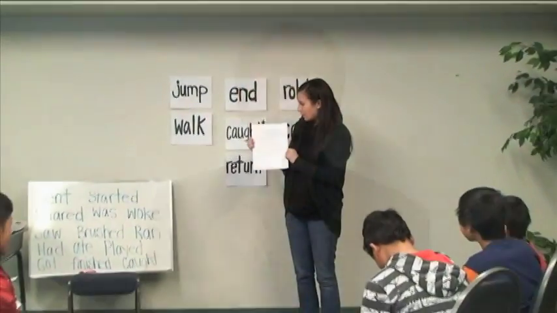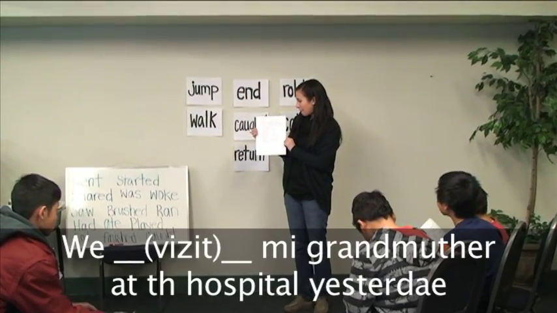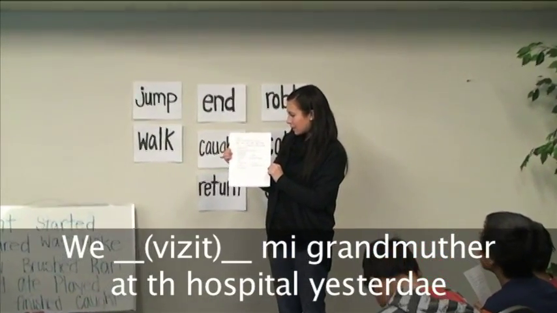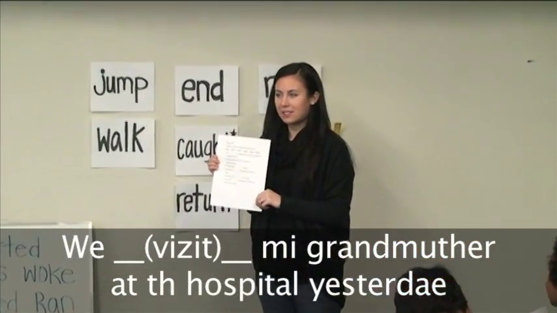Now we're going to join the class as they do a worksheet together. I will put the text, the words of this, on the screen, and I will put a blank where the correct answer should go. I will give you the word in the present, and you must put the word in the blank in the past tense. So the first one says, we blank my grandmother at the hospital yesterday and brought her flowers.